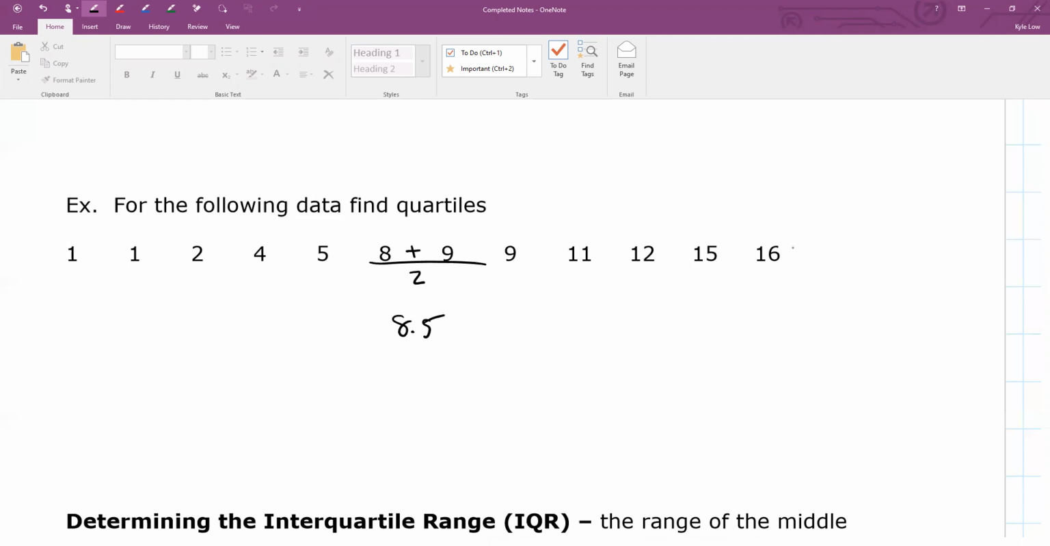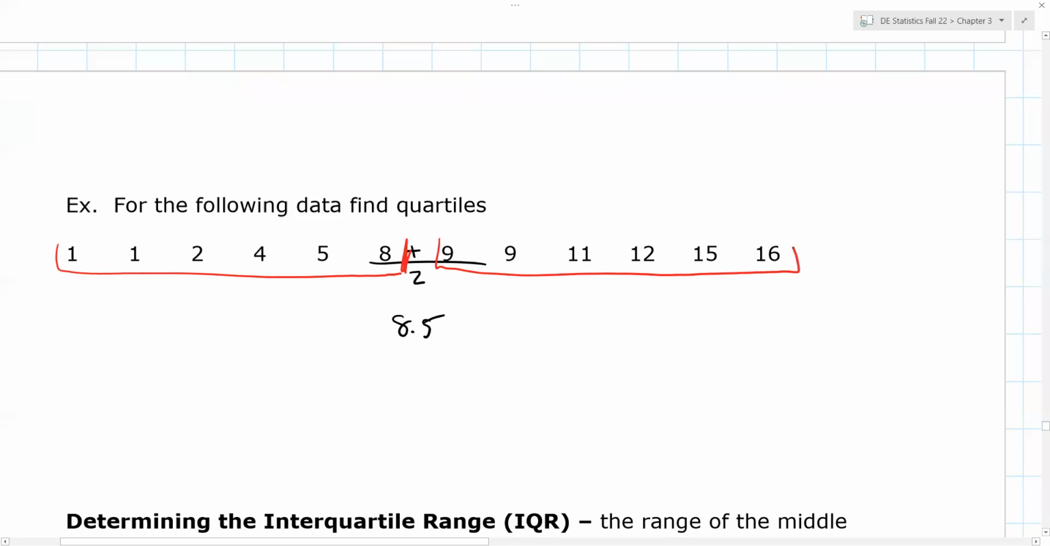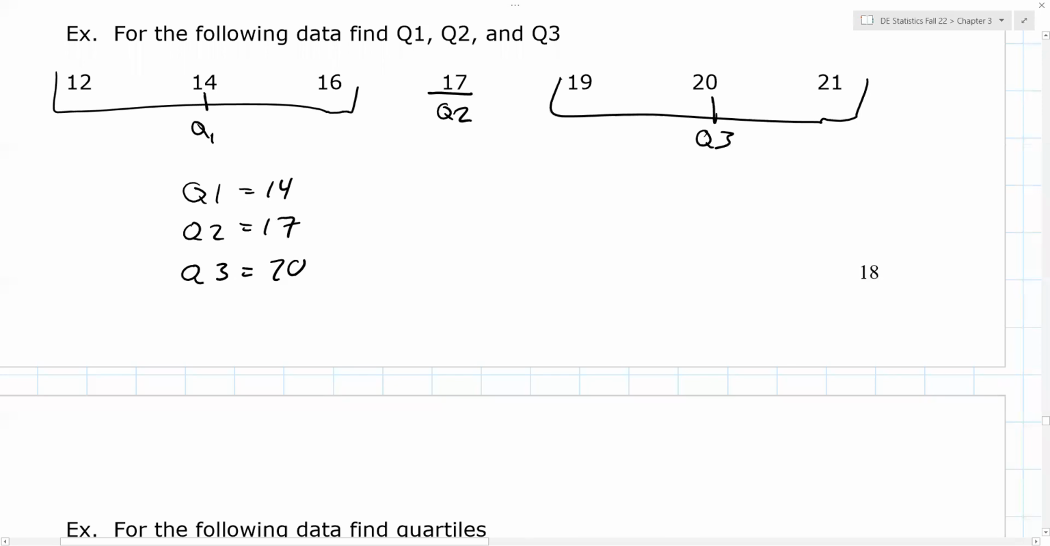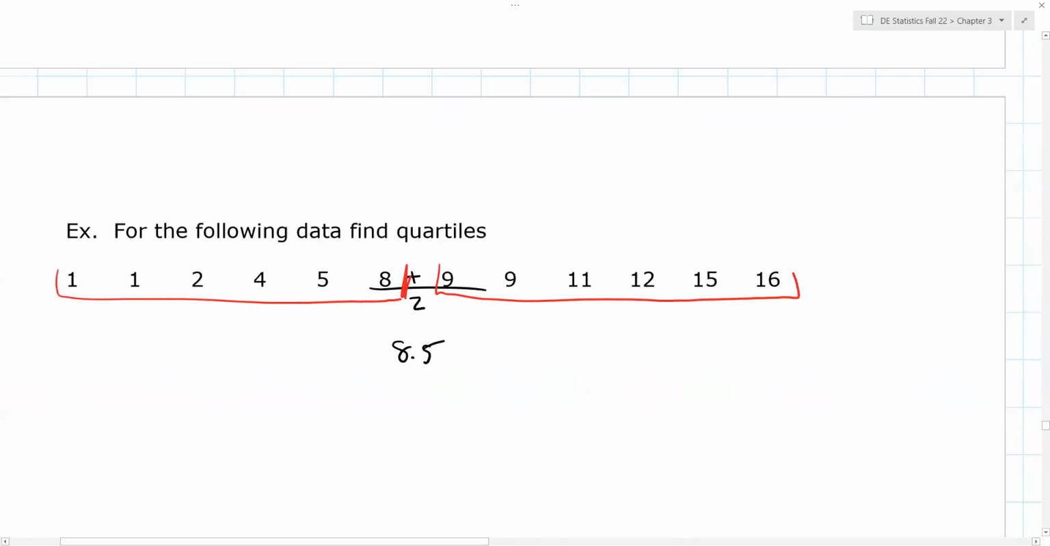And my upper data set. So that 8 goes into the lower data set, the 9 goes into the upper, because I didn't actually use the 8 or the 9. Up here, the 17 was my median, so I took it out of the data set. Here, I didn't use the 8 or the 9, so they get divided into their own little groups.